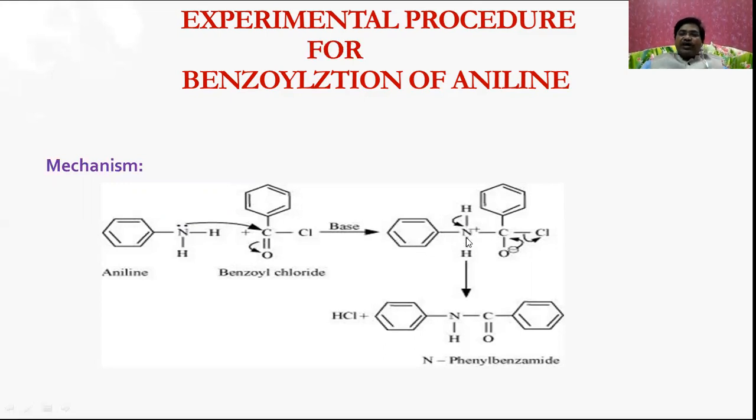and this positive charge is transferred to the nitrogen, where the nitrogen valence is 4. That's why it gets the positive charge. Now some rearrangement takes place, and the hydrogen and chlorine are removed as HCl, and you will get N-phenylbenzamide, which is called benzanilide, or benzoylation of aniline. This is the benzoyl group.